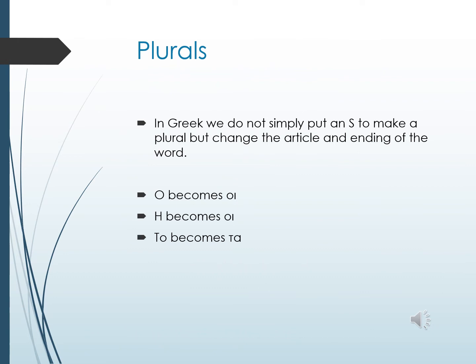This is where things get even trickier, because while Greek nouns have singular and plural forms, much like English, in English we can simply put an S at the end of most words to make it a plural. If I want to use the word chair, one chair, two chairs, one table, two tables. It's simple, but in Greek it actually is quite tricky. So we'll look at the articles first.